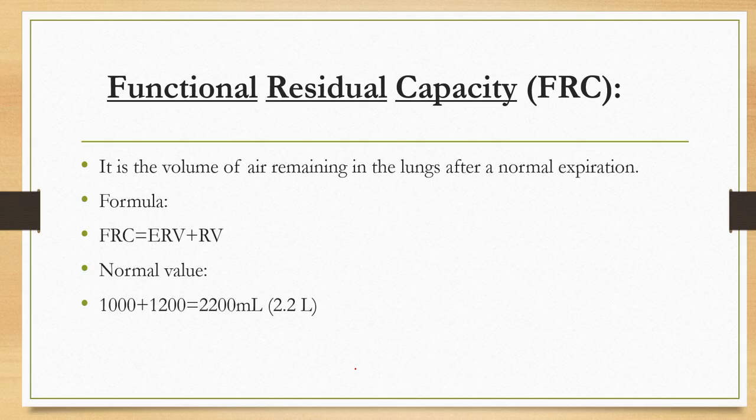Functional residual capacity is nothing but the volume of air remaining in the lungs after a normal expiration. Here is the formula: FRC is equal to ERV plus RV. That is, FRC means functional residual capacity; ERV, expiratory reserve volume plus RV, residual volume. Here is the normal value: 1000 plus 1200 is equal to 2200 ml, that is 2.2 liter.